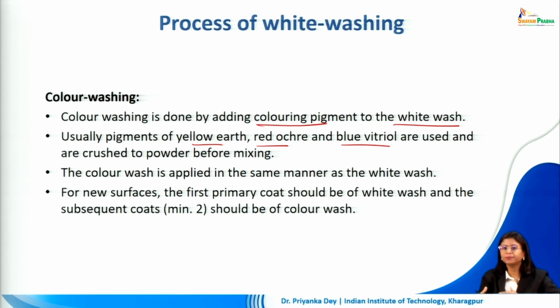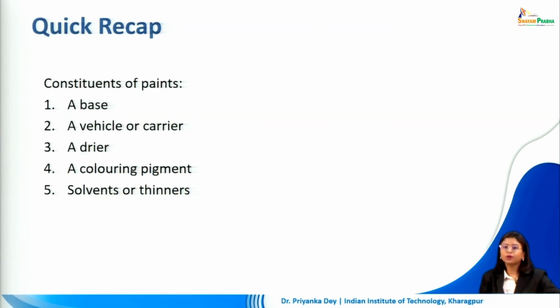The color wash is applied in the same manner that we do the whitewashing. For new surfaces, the first primary coat should be of whitewash so that we can create an opaque priming coat on the background surface before we start with the next 2 coats. And for the subsequent coats, we are going to add the color wash to it. So first coat is whitewash, next 2 coats are color wash. So that was all that we had to learn about paints, painting, the process of distempering, the process of whitewashing, and a quick look at color washing in the end.